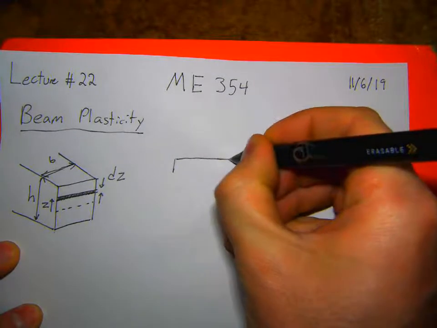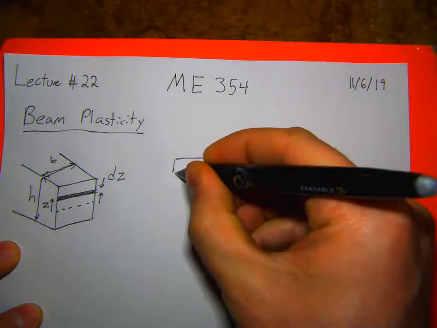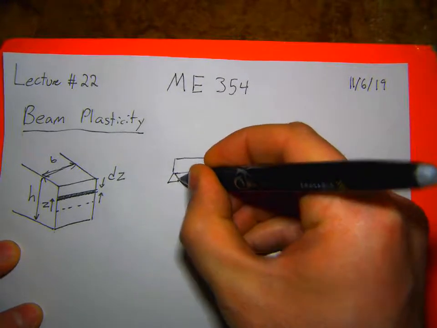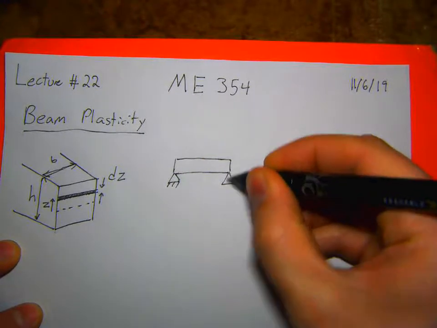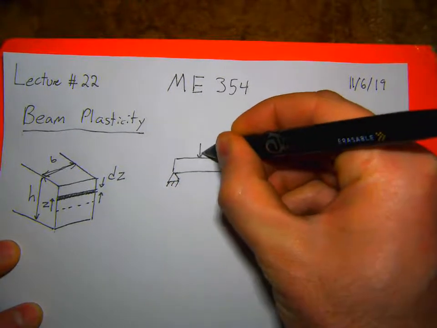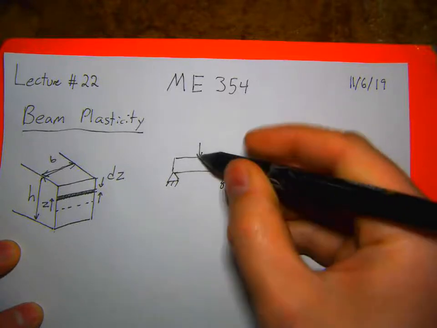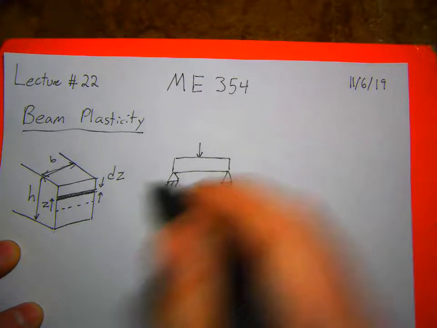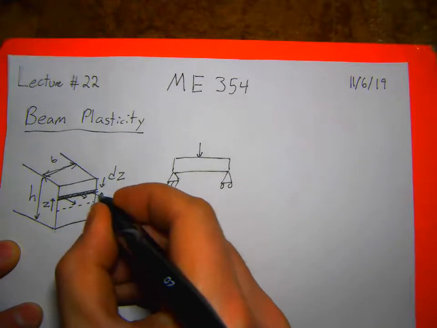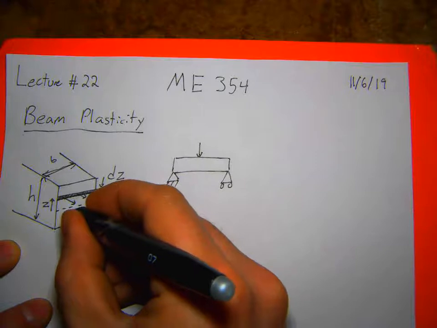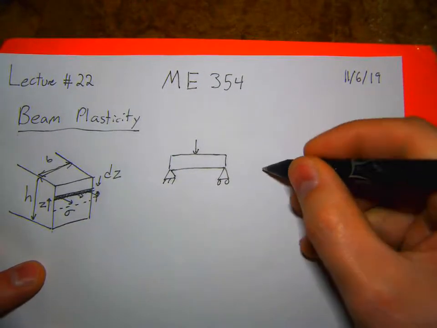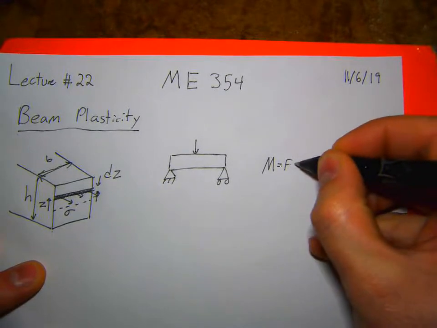Now, say we have a three-point beam that's being bent with some applied load there. This has some moment internally in it, and what we want to do is find the balance between moment and stress. We can do that in the same way that we did our torsion balance. We say moment is a force times a distance, which is then the integral over the body, negative c to c, of sigma b z dz.